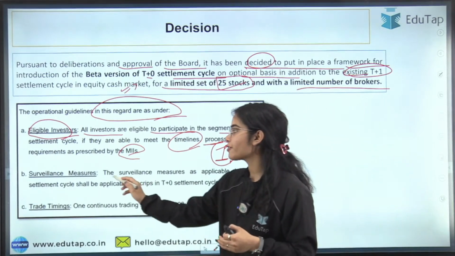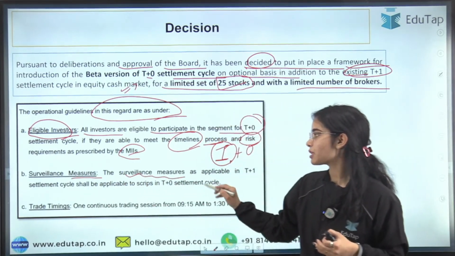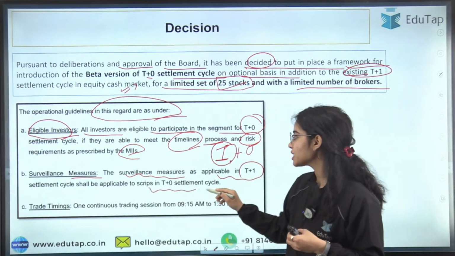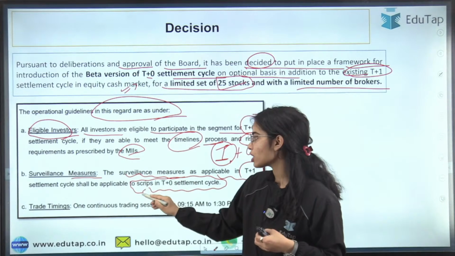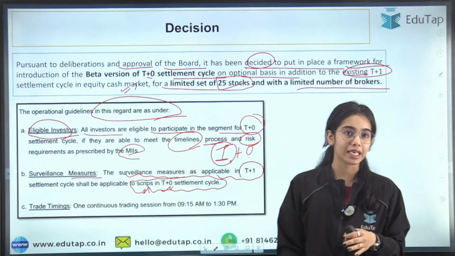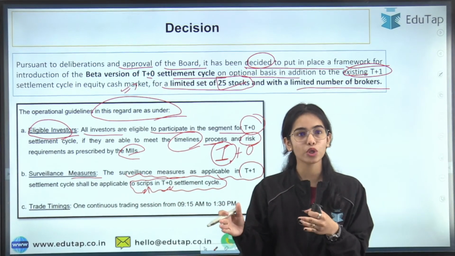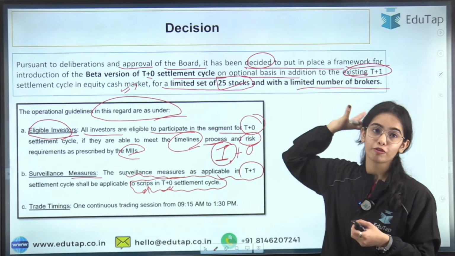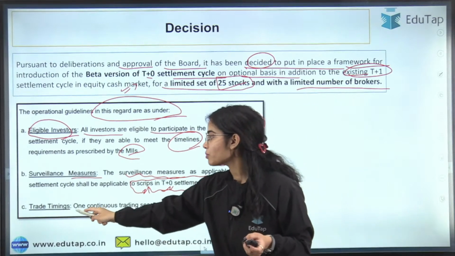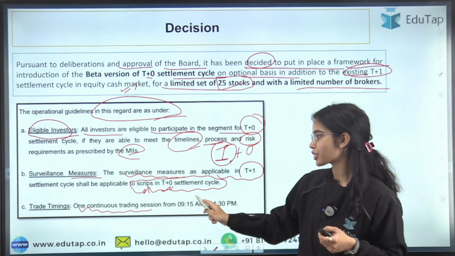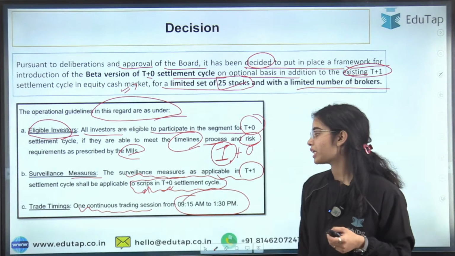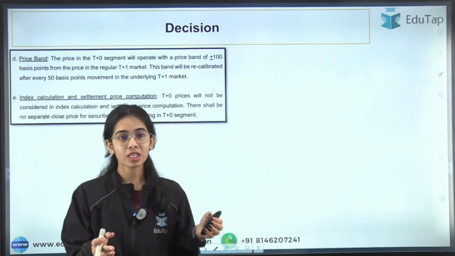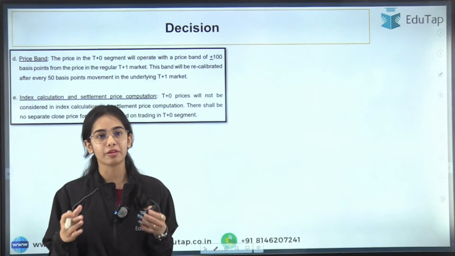Now the next is surveillance measures. The same surveillance measures that are applicable to T+1 will be applicable to the stocks under the T+0 settlement cycle also. This is a beta version going on with only a limited set of 25 stocks and a limited number of brokers. Now trade timings: one continuous trading session on a day will be from 9:15 AM to 1:30 PM. This is the timeline provided for the T+0 settlement cycle.